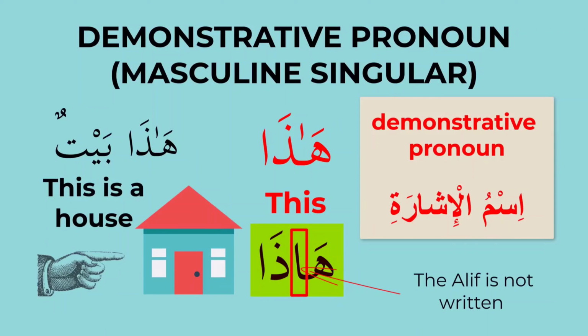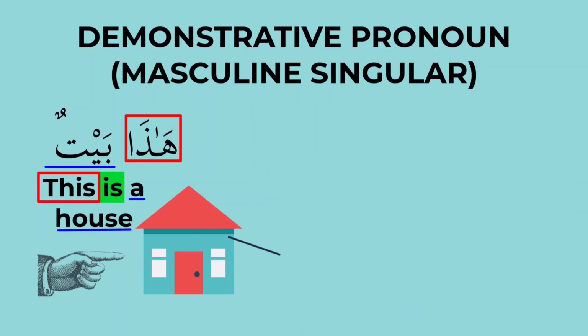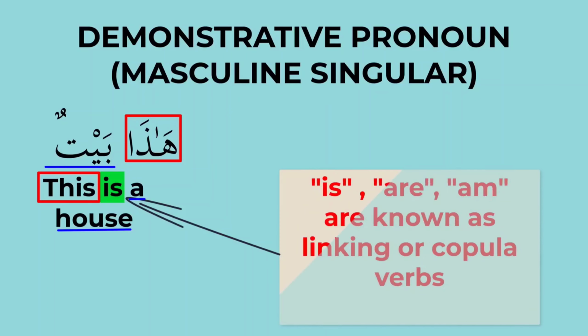But you said in English that this is a house. I see this here, hadha. I see a house here, baitun. I don't see anything similar to "is" in Arabic. What about "is"? So we go to English grammar. Is, are, and am, these are linking verbs. In English, we call it copula.